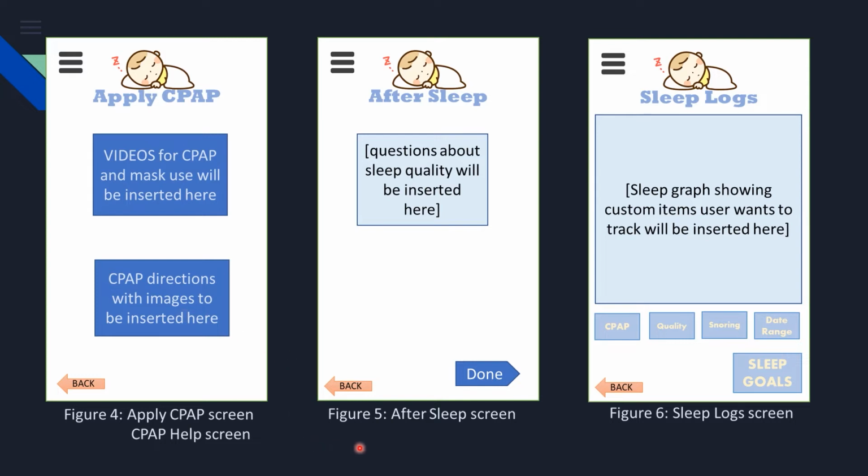When the users wake up, the users will use the After Sleep screen shown in figure 5. Questions on sleep quality will be asked, such as the tiredness they felt after they slept, if they used their CPAP machine, and for how long they used the machine during the night. Sample Likert scale questions will be shown in later slides. Users can also manually enter their sleep hours.